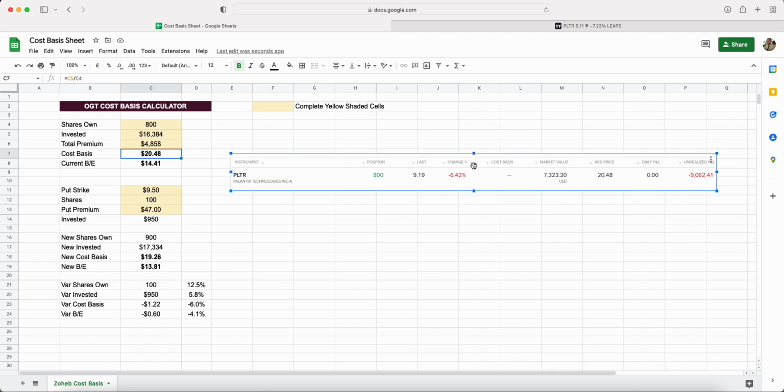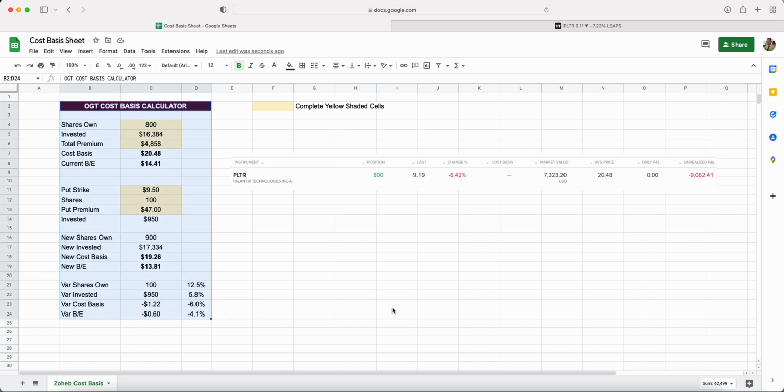If you've got any questions, let me know. If you've got anything to add into this, let me know. I can look to build this in and build this as an ongoing spreadsheet. But it's very basic. It does the job that I needed it to do.